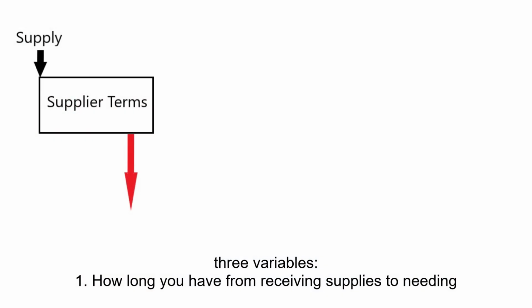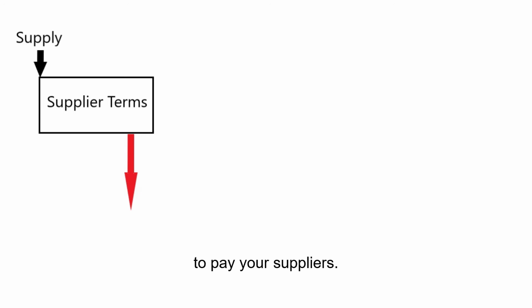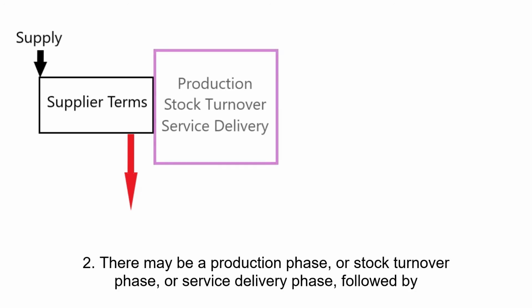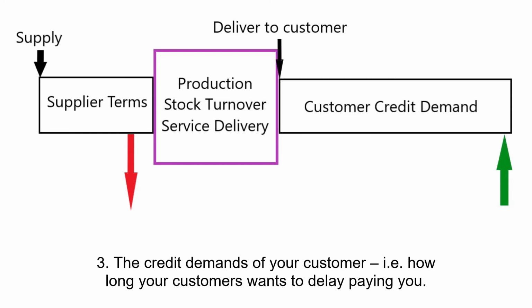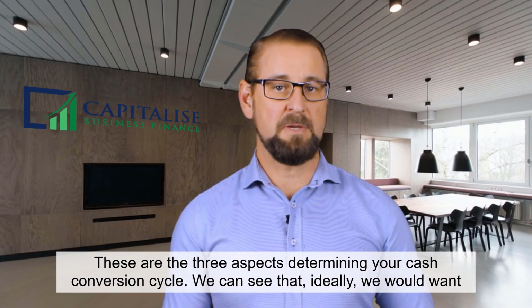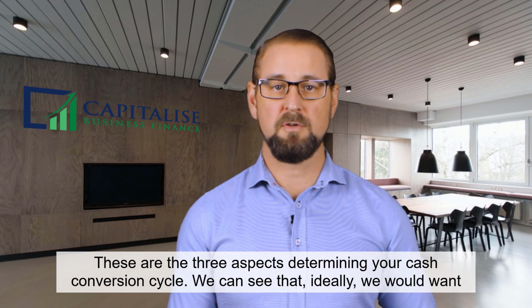1. How long you have from receiving supplies to needing to pay your suppliers. 2. There may be a production phase or stock turnover phase or service delivery phase, followed by 3. The credit demands of your customer. That is, how long your customer wants to delay paying you.